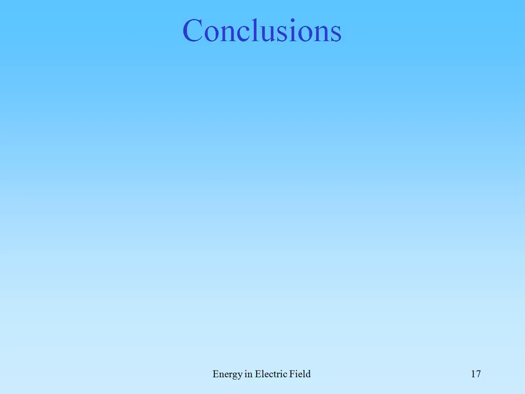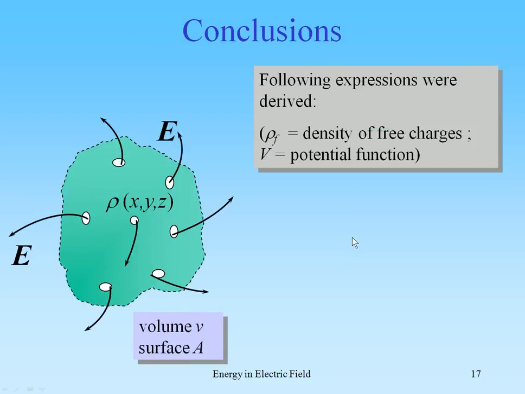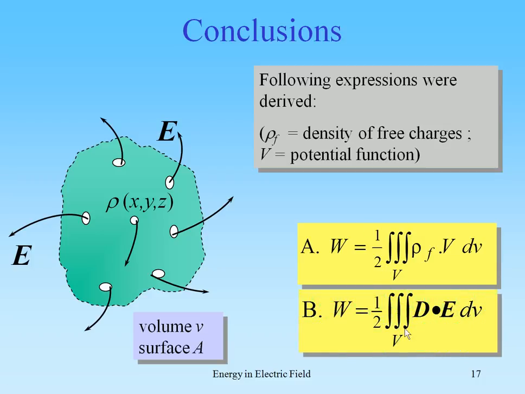Conclusions. We have derived the following expressions. The first one is the integral over the volume of the free charge density times the potential, with a factor 1/2 to avoid double counting. And the second is the volume integral over the displacement times the electric field, with a factor 1/2. And in fact, this is also avoiding double counting.